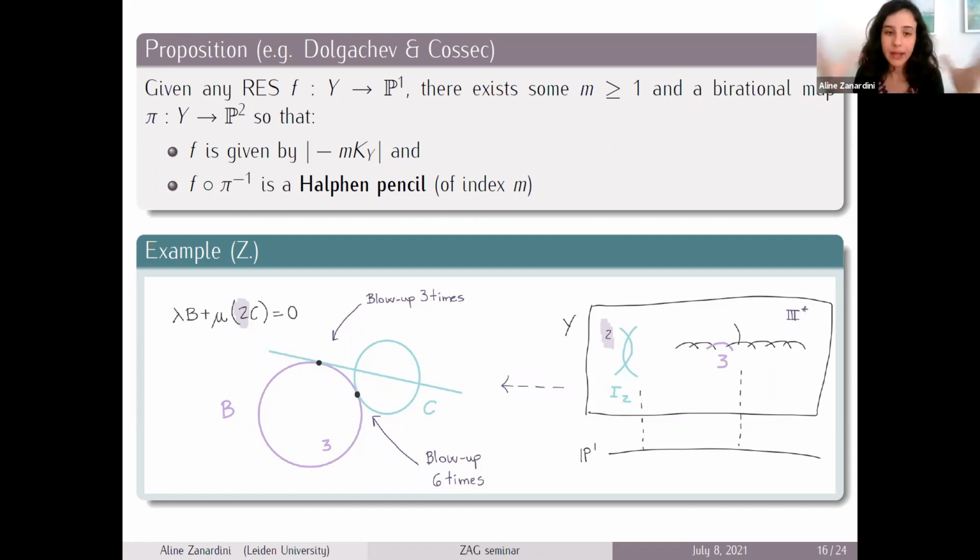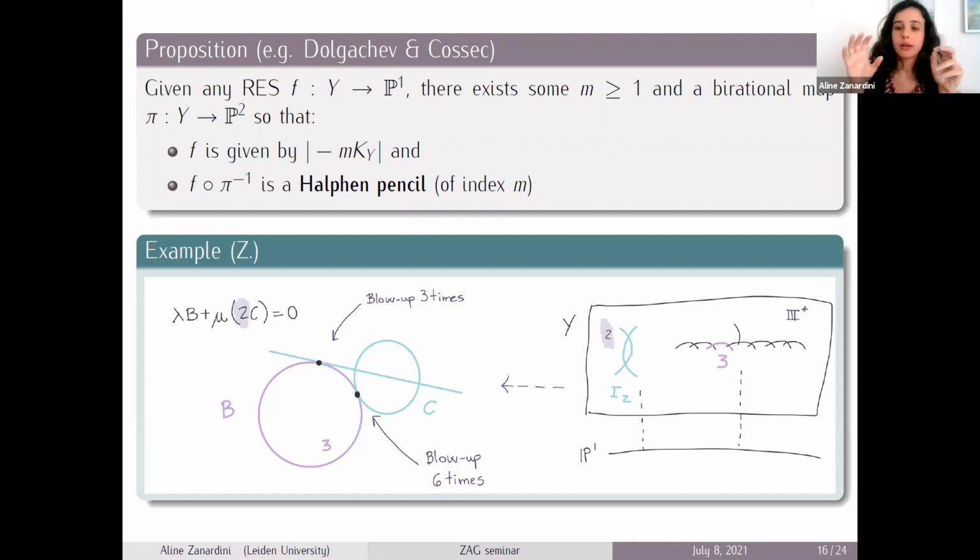Now, if we separate the members of the pencil, so we blow up one of these points 3 times and then we blow up the other point 6 times, then what we get is a rational elliptic surface, Y to P1, such that we're going to have exactly one multiple fiber, which consists of 2 rational curves. So in Kodaira's classification, it's of type I2, and it's a multiple fiber that comes with multiplicity 2. And we're also going to have a singular fiber of type III star in Kodaira's notation.